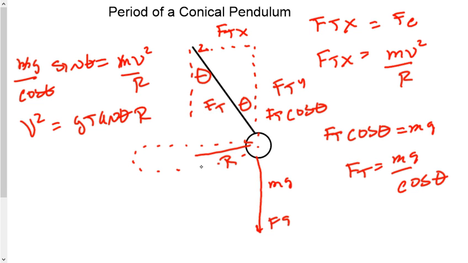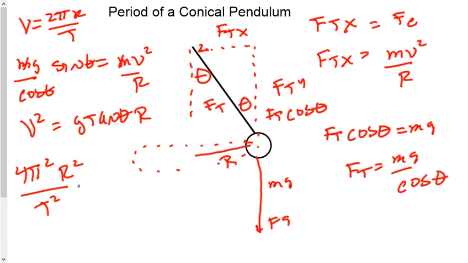Now what's v equal to? Well, it's going around in a circle, so velocity is going to equal 2 pi r divided by time, because I think of it as circumference over time. I'm going to put that in here and square it. So then I have 4 pi squared r squared over T squared is equal to g tangent theta r. Now I can cross off one of my r's, trade these positions, move that over there, and divide this to the other side.